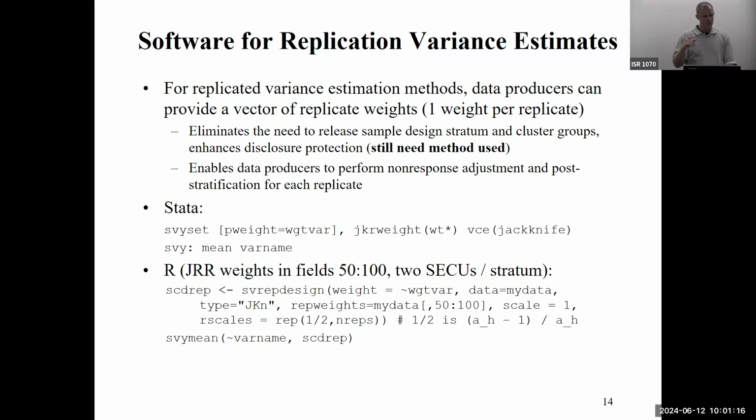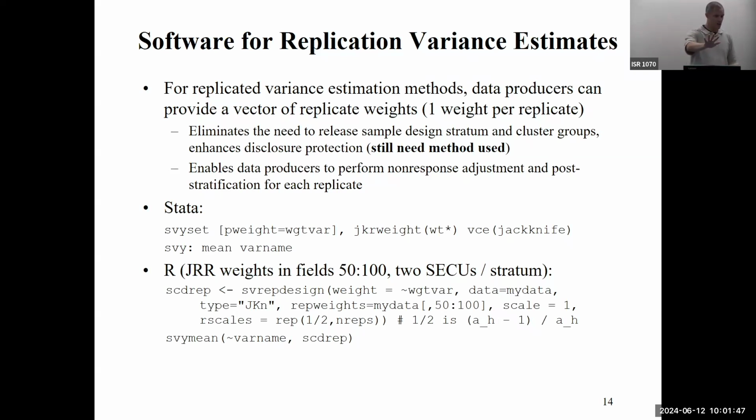And in R, you can use the function as.svrepdesign, and you can input your design object that was defaulting to linearization with the stratum and cluster codes, plug that into as.svrepdesign, and that will spit out a replicate design object using a particular type. So you could say as.svrepdesign, input your design object, and then say type equals JKN. That will give you a design object with jackknife replicate weights.